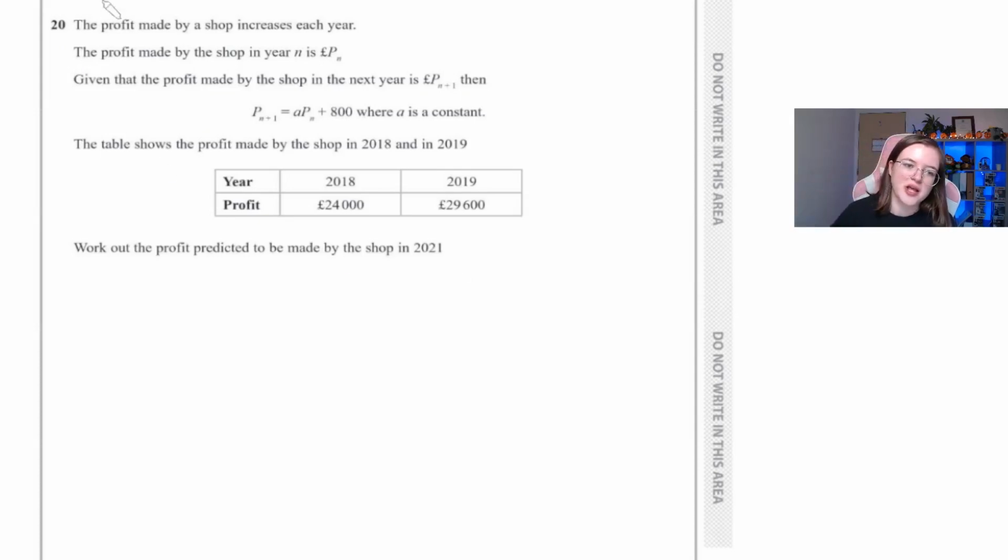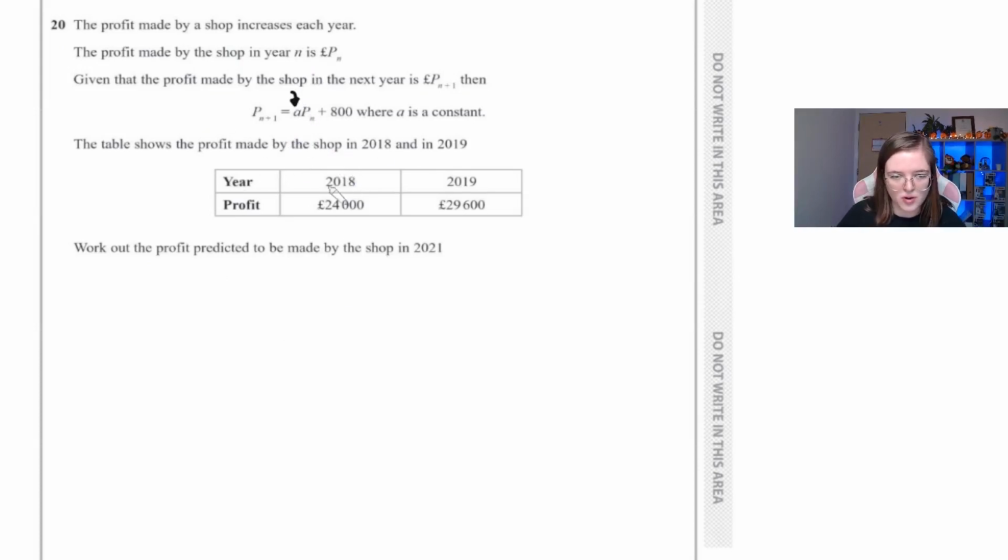Okie dokie. These sorts of questions are technically classed as iteration, but I think they're very similar to percentage increase and decrease, right? It's profit at the end of the day, kind of percentage profit almost. So let's have a look. Remember this notation: PN just means that they've made this much in the year N, and PN plus 1 is how much they've made in the next year. So first I want to find what this A is. This constant here, I need to find that first. Let's plug in some numbers.